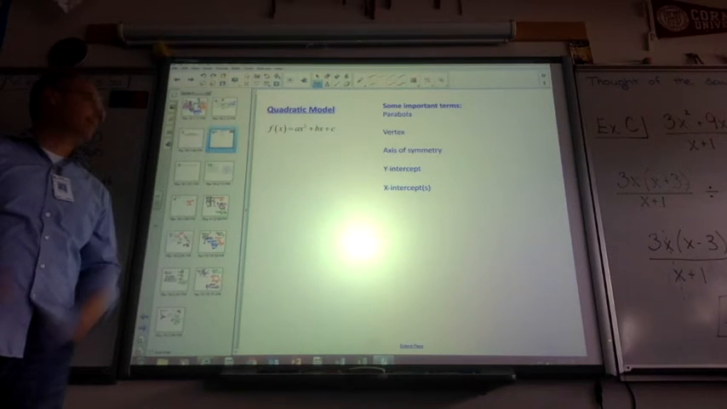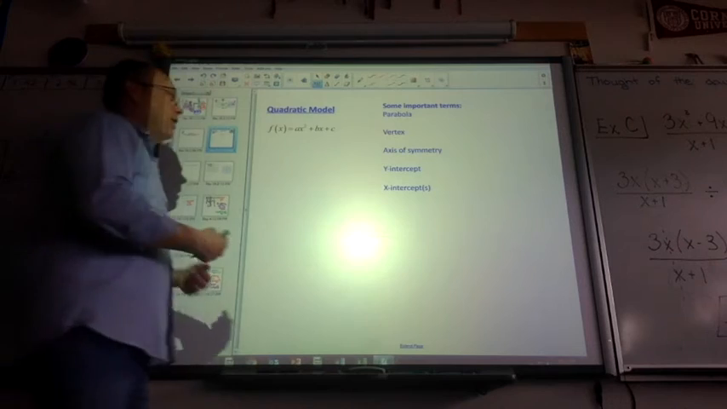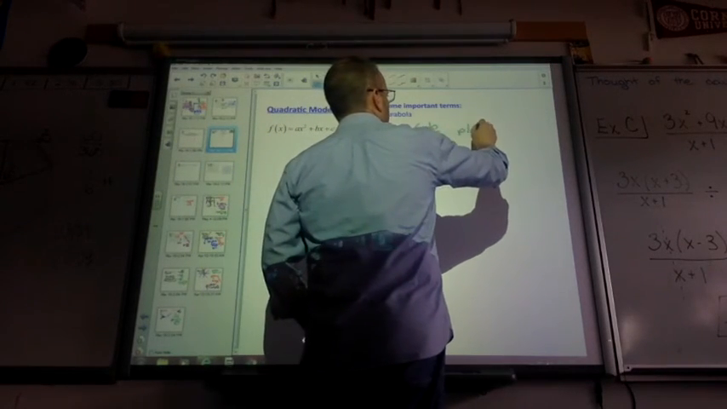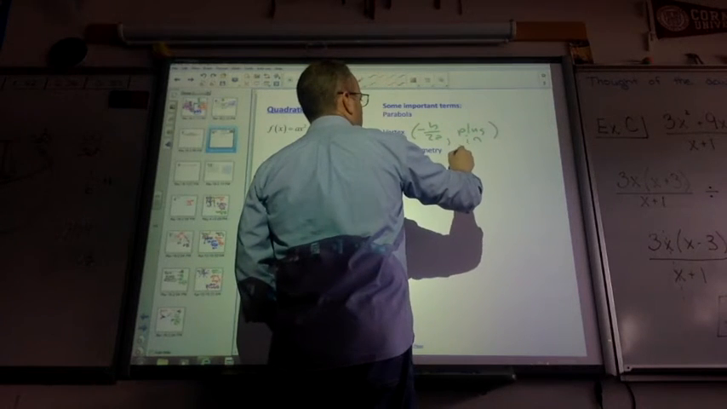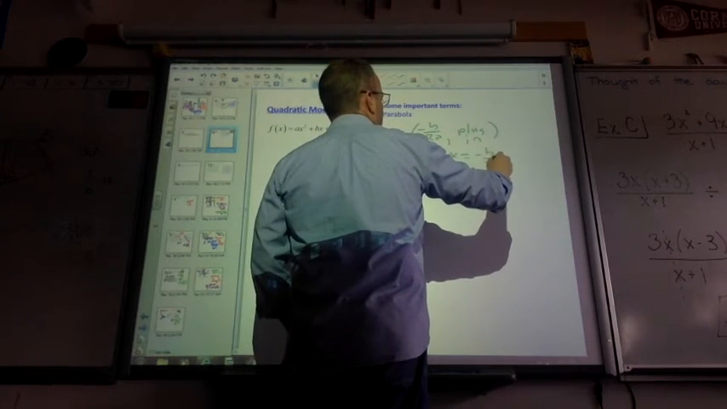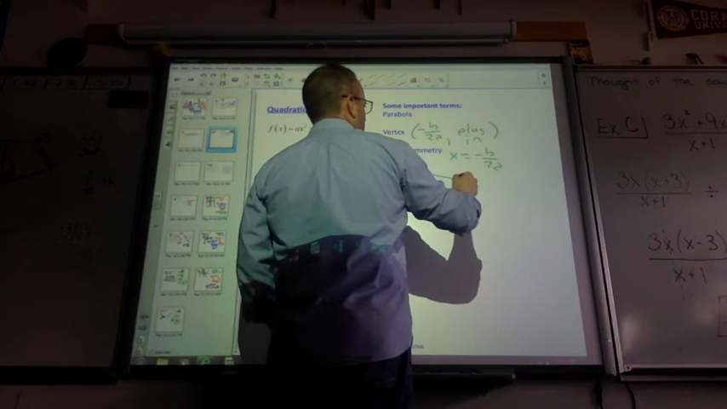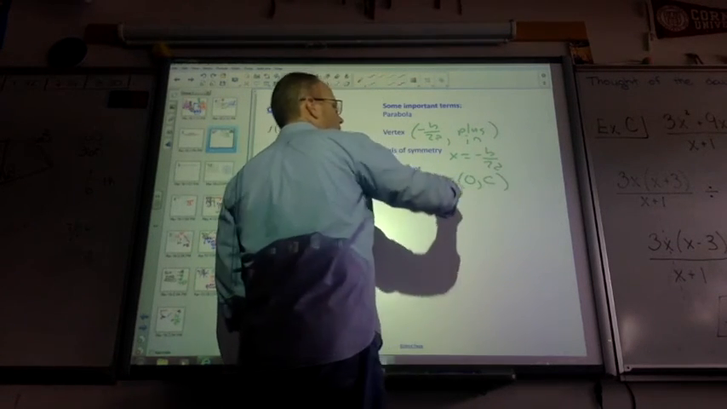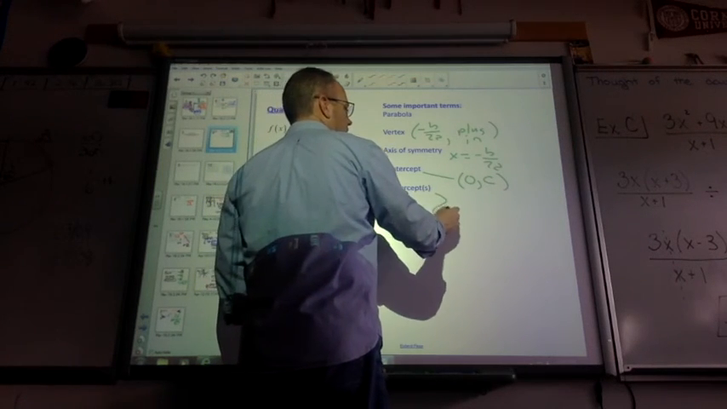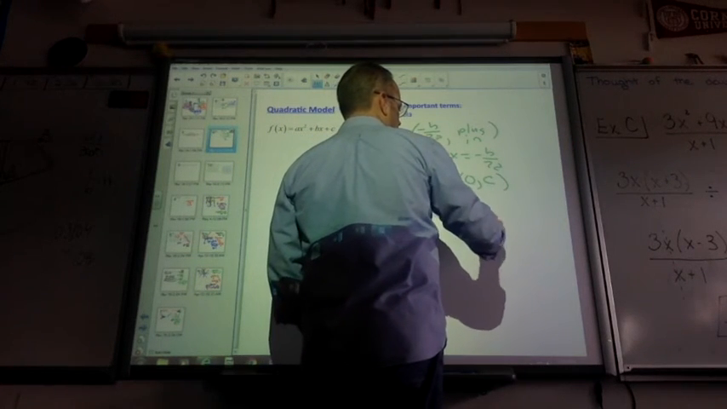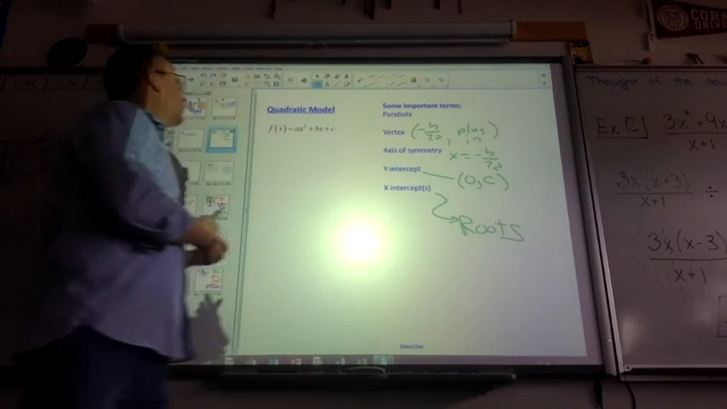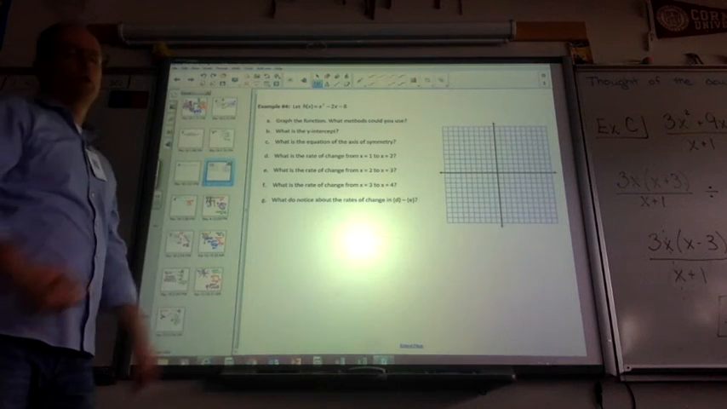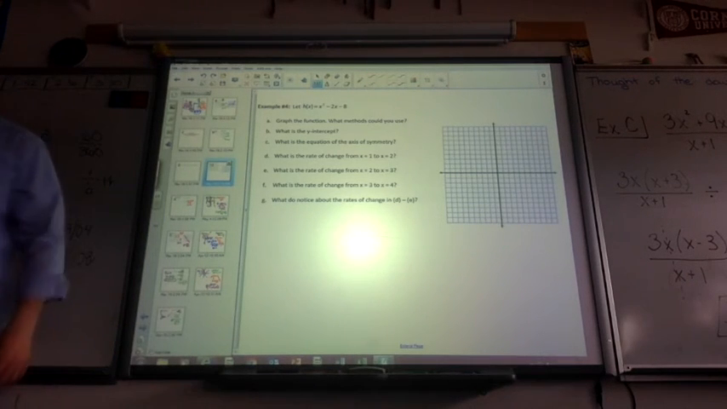Here we go. So, few things. Negative b over 2a. Plug in. Axis of symmetry is x equals negative b over 2a. Y-intercept is at 0, comma c, or plug 0 in for x. And your x-intercepts are your roots. I don't think there's anything else I need to talk about. Can we graph this? Of course we can. We are pros at it.